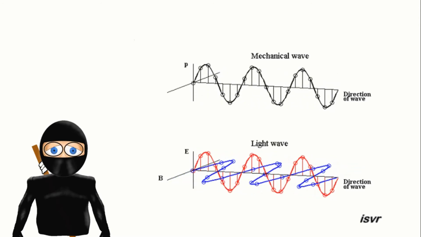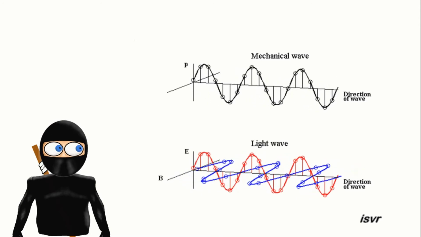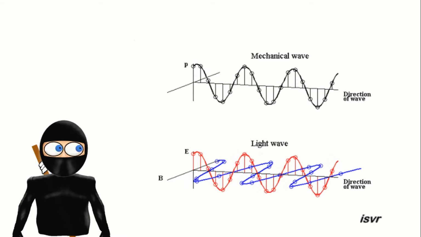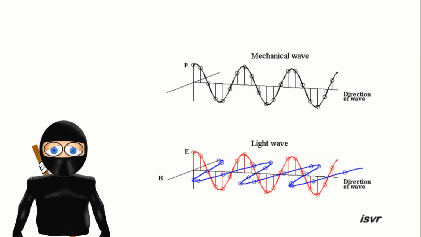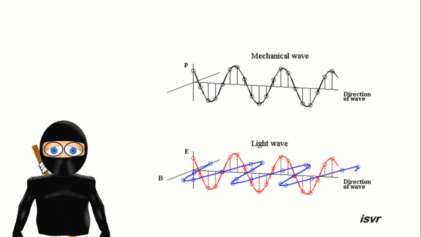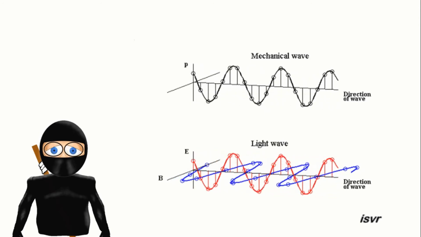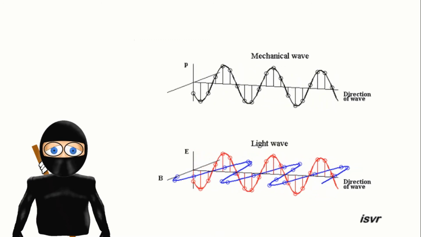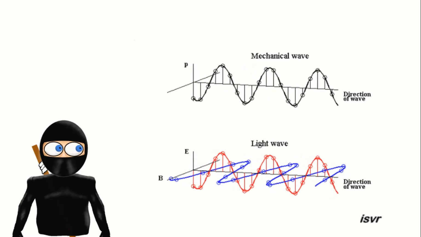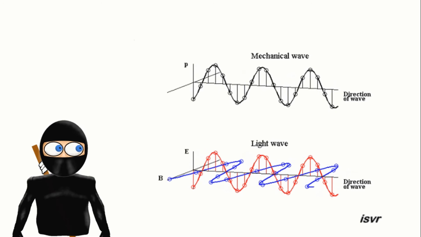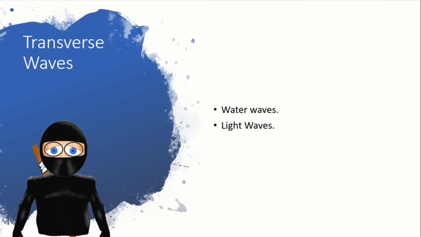The red wave, represented by the letter E, is the electric field. You can see here that it's oscillating or vibrating in the vertical up-down direction. The blue wave is represented by the letter B. It's the magnetic field, and it's oscillating in the horizontal plane. But both of them are showing this very distinct transverse shape. Water waves and light waves are both examples of transverse waves.